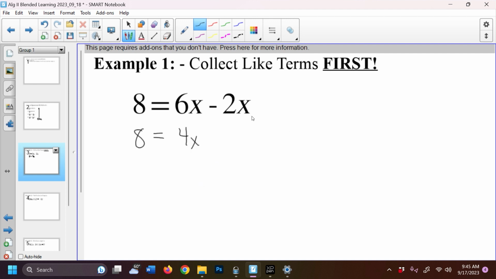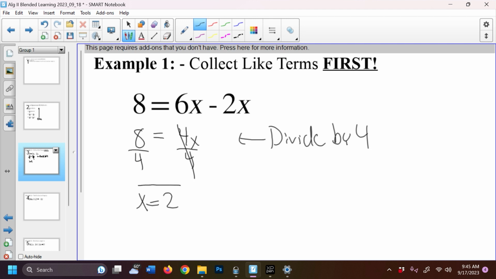And then here I'm going to divide by 4. So divide by 4, those cancel, and I end up with x. 8 divided by 4 is 2, and that is my final answer.